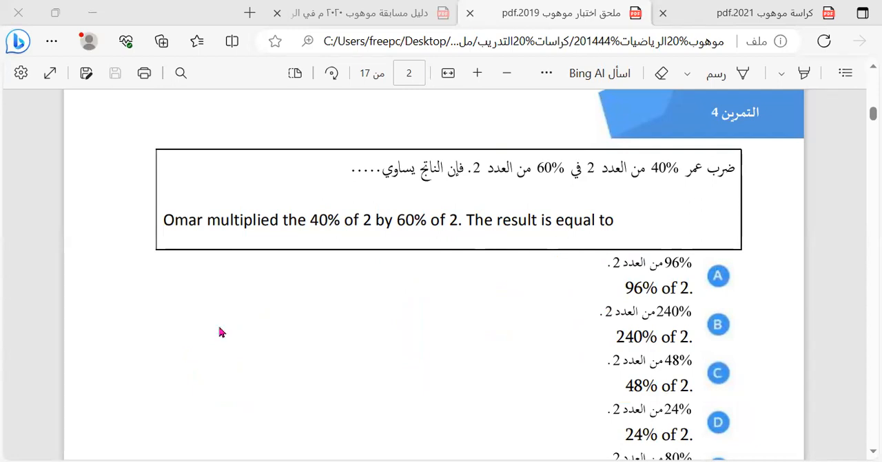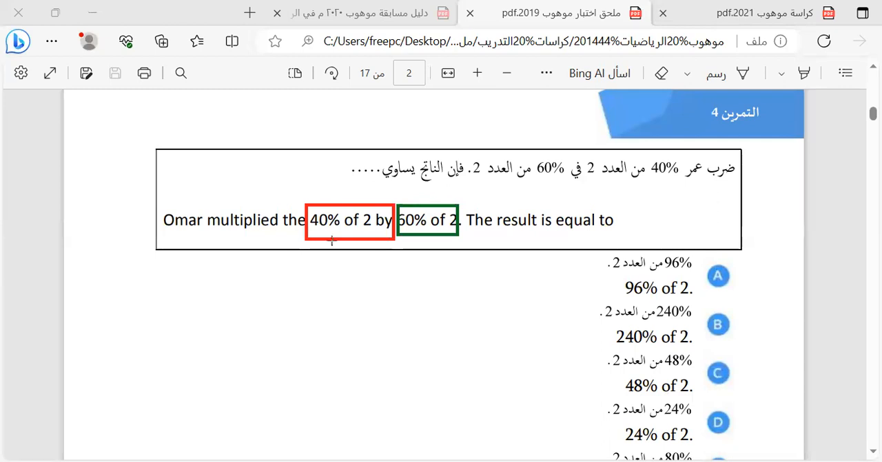I didn't understand. You don't understand that? Read, please, the question. Omar multiplied the 40% of 2 by 60% of 2. The result is equal to: 96% of 2, 240% of 2, 48% of 2, 24% of 2, and 80% of 2.